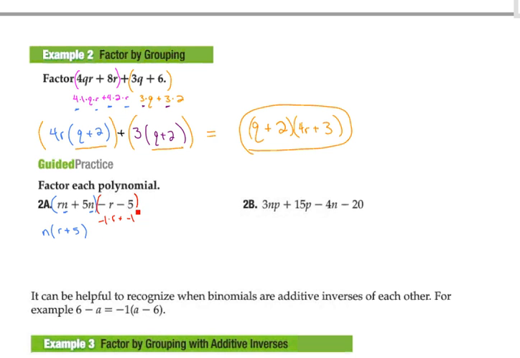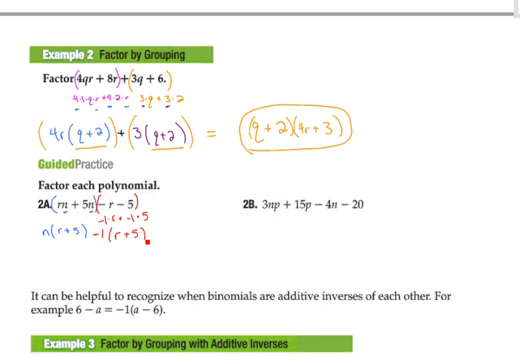Okay, so anytime that you see a lot of negatives, go ahead and do that. Write that negative as a negative 1, because look what I just did. Do they have a common term? They have a negative 1 in common. So I'm going to say what they have in common is negative 1. What are the factors that are left over? A positive r and a positive 5.